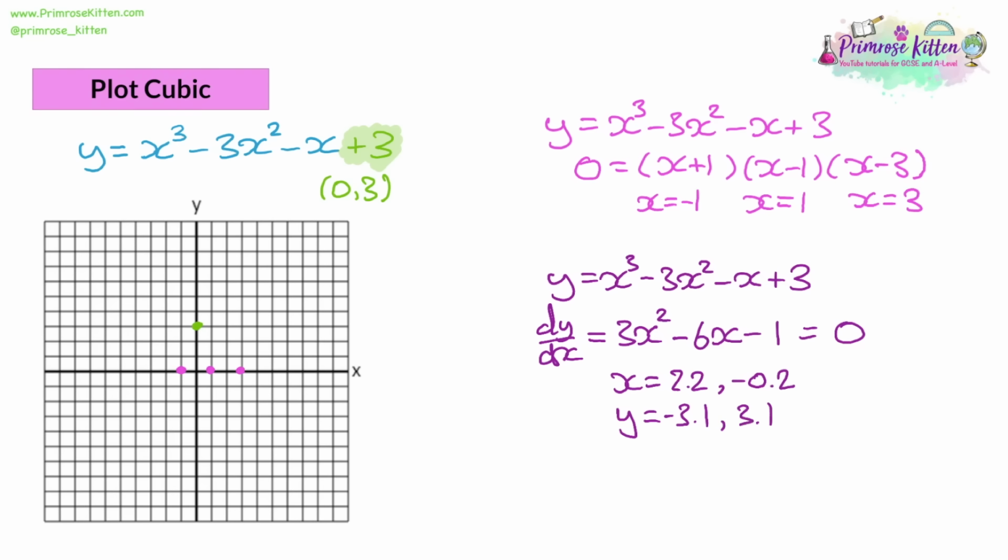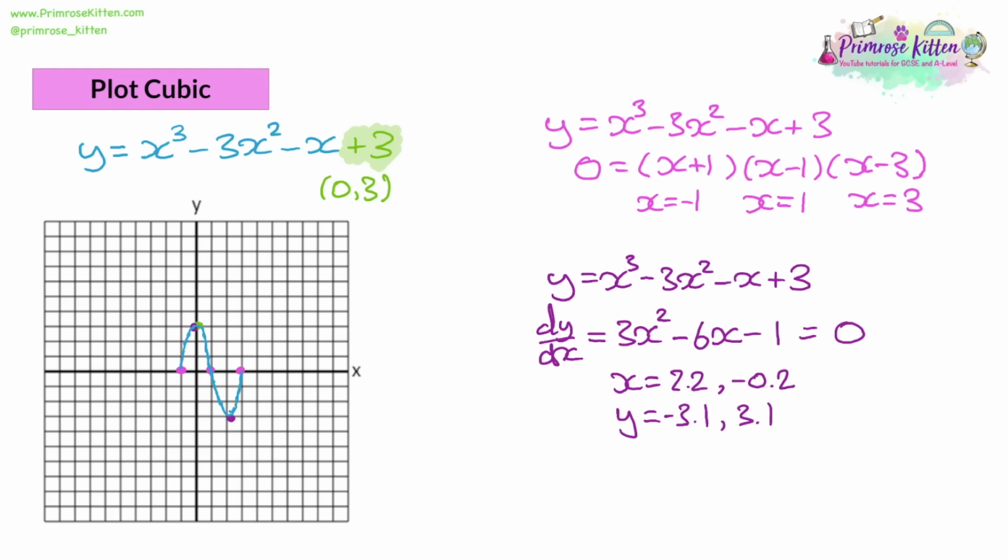So now we can plot the turning points. The first turning point, x is going to be 2.2, and y is going to be negative 3.1. You can't plot it exactly with this level of detail, so just do it the best you can. The second turning point, x is negative 0.2, and y is a positive 3.1. And actually, it's really, really close to the y-intercept. So what we can do now is plot the inside part of this curve like this.